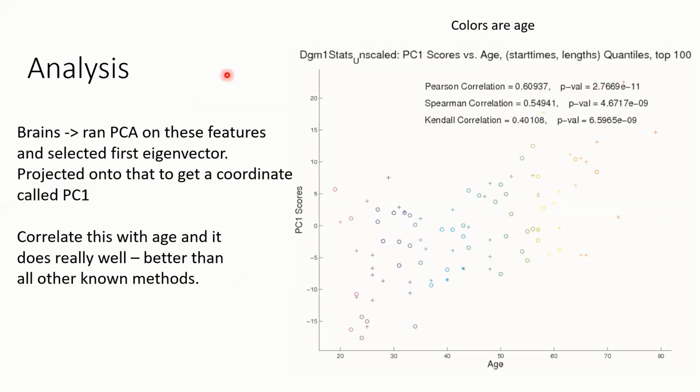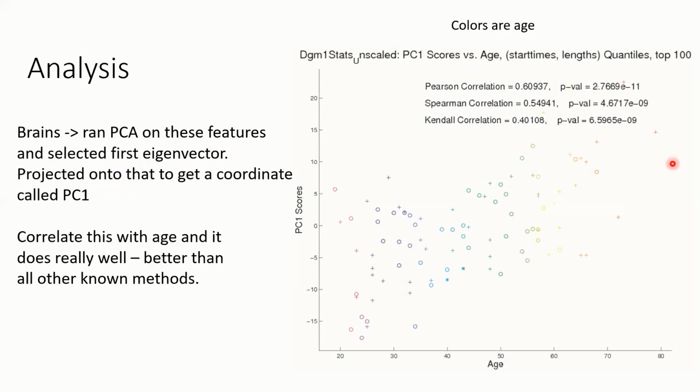So here in this next slide are the results of the analysis. Here's what they show. They take the brains, compute persistence diagrams and select the features as I just described. Then they run just PCA on these features and select the first eigenvector. By projecting the data, and by the data I mean the persistence features, onto this principal component, they get the PC1 of the data. So this is PC1 of the persistent features from the brain data, and then the goal is to see how this correlates with age.